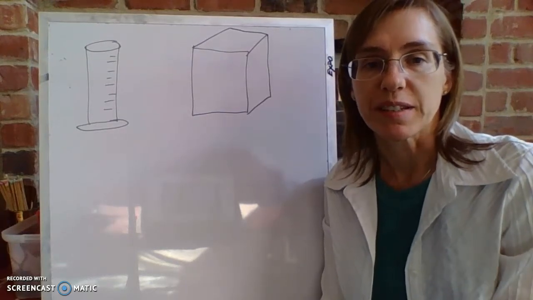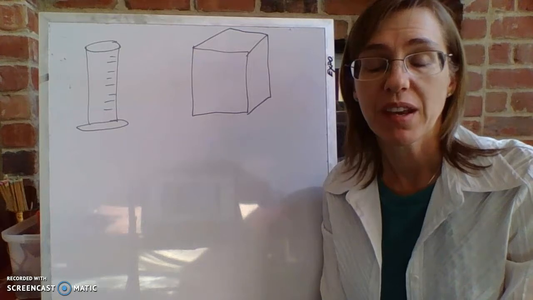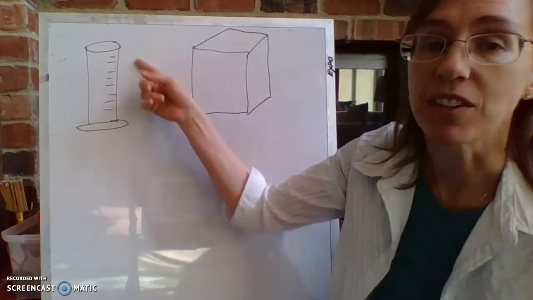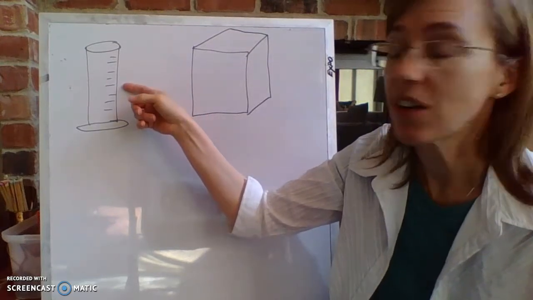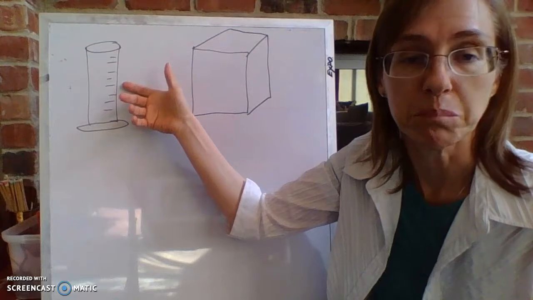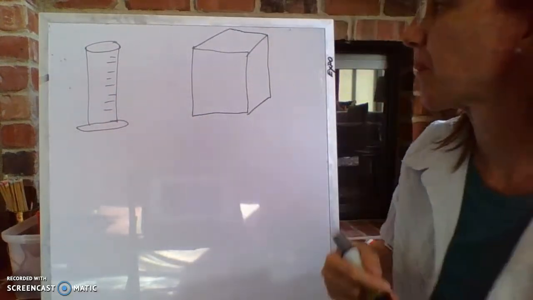So with the metric system, we actually have two different types of volume measurements. We said that our basic unit for volume was liters. So you might have a graduated cylinder where you put the liquid in there, and then you can measure a liquid in milliliters, liters, something like that.